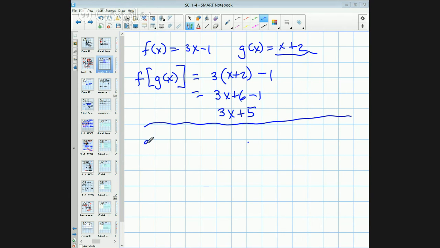Now, what's g of f of x? So this time the outer function says take whatever I give you and add 2. Because what are we giving it? The whole function f. So notice that's substituted. So what do you get when you simplify this?